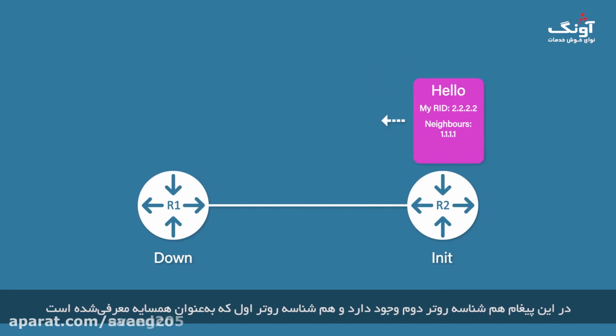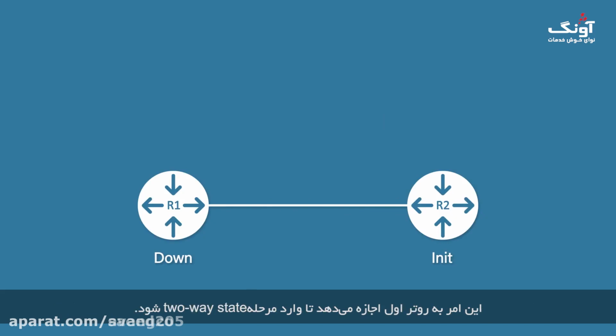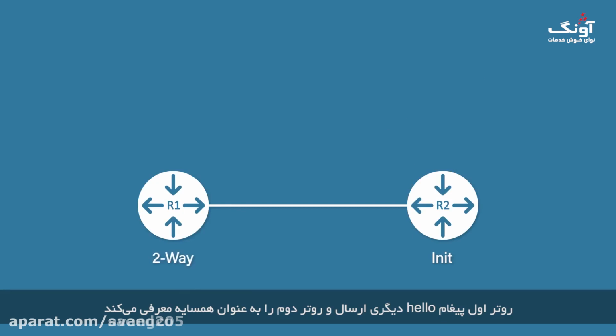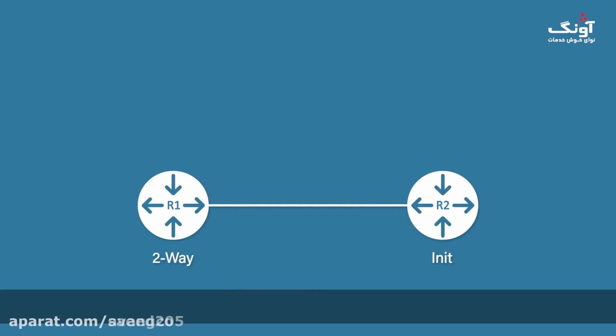This message not only lists its own router ID, but also router 1's ID as a known neighbor. So when router 1 receives this hello message, it sees itself as a known neighbor. This allows router 1 to move to the two-way state. Router 1 then sends yet another hello message, listing router 2 as a known neighbor. This then allows router 2 to enter the two-way state as well. And after all of that, we now have two neighboring routers.